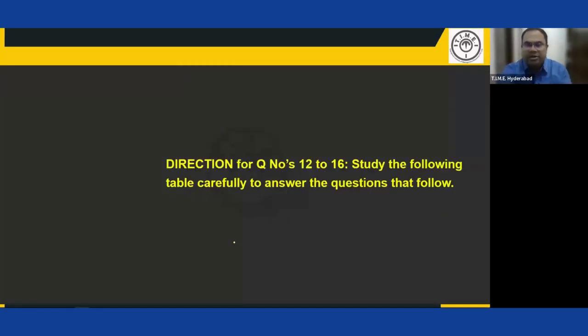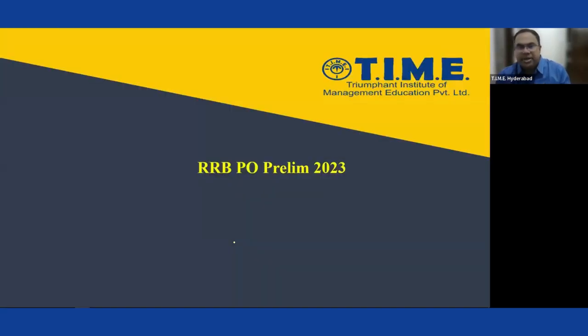Question number 12 to 16. Study the following table carefully. Again, this is also your question based on table. This is RRB PO Prelim. First, we have discussed RRB Clerk 2023 model. Then we have discussed IBPS Clerk 2023. You see, slight variation in the difficulty level. More or less, the difficulty level is almost same. But IBPS Clerk is slightly difficult or has a few more calculations compared to your RRB Clerk.